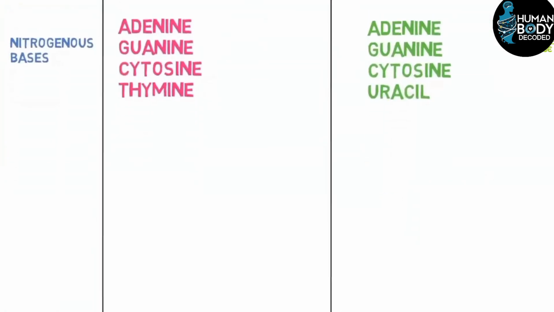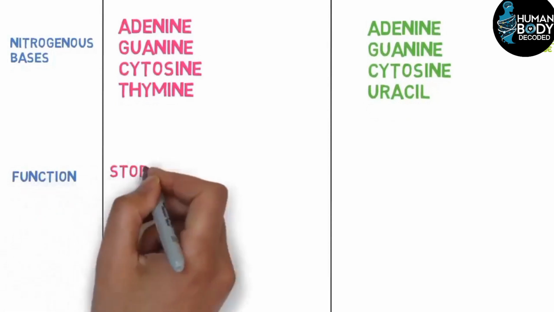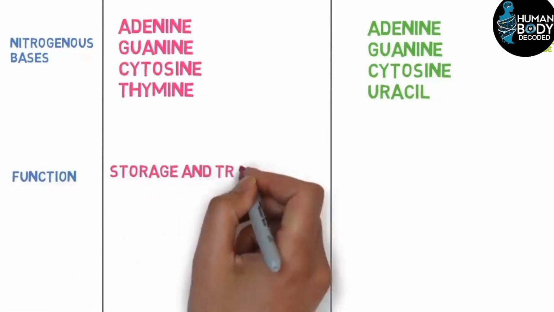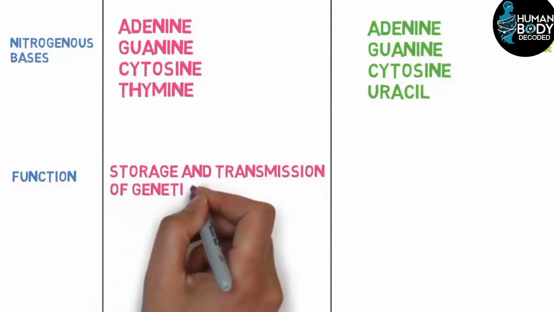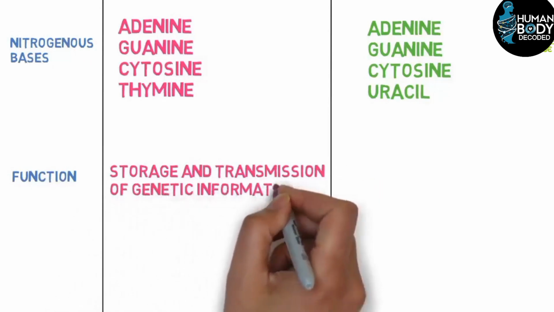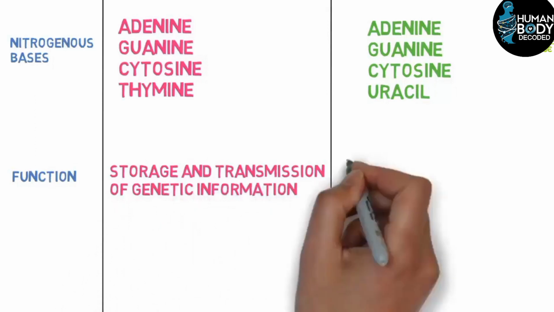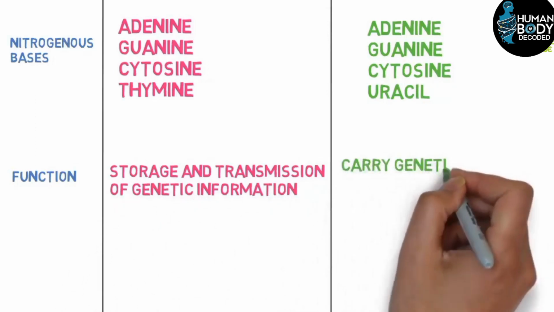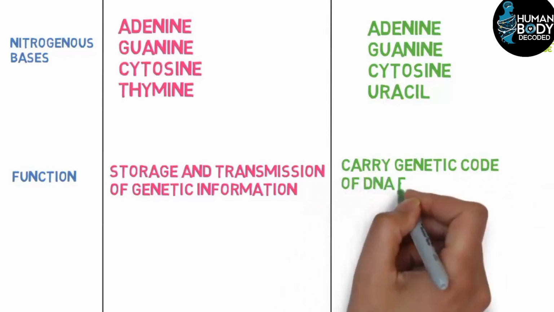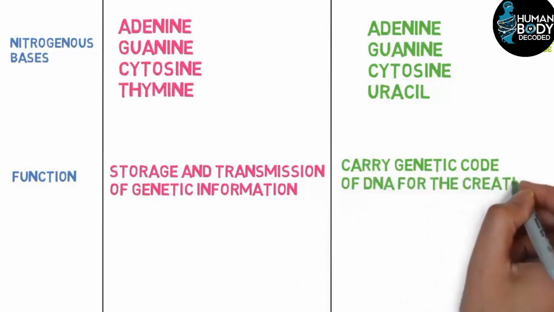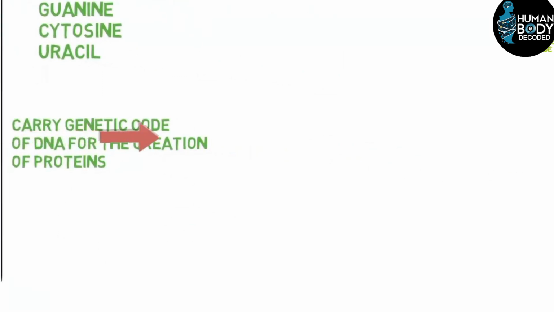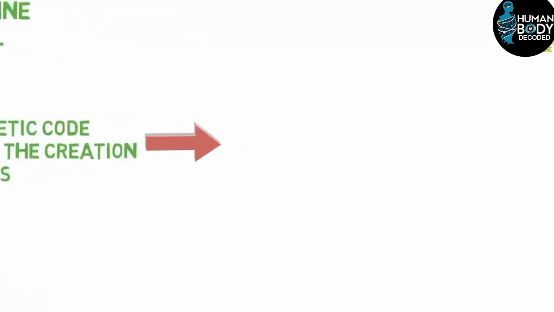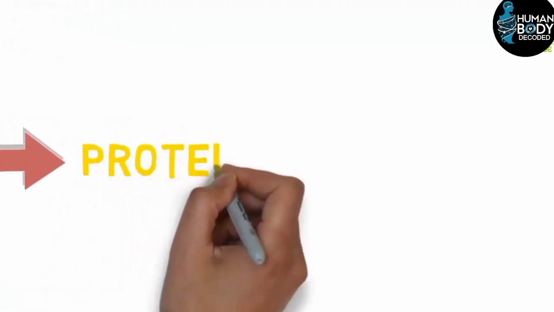The last point is function. When we talk about function, DNA stores and transfers genetic information in the genetic code from parents to offspring. This is why we resemble our parents. Our characteristics are similar to those of our parents. On the other hand, RNA carries the genetic code. It takes the code that DNA provides and carries this code from the nucleus to the cytoplasm, assisting in protein synthesis. That is why it plays a key role in protein synthesis.